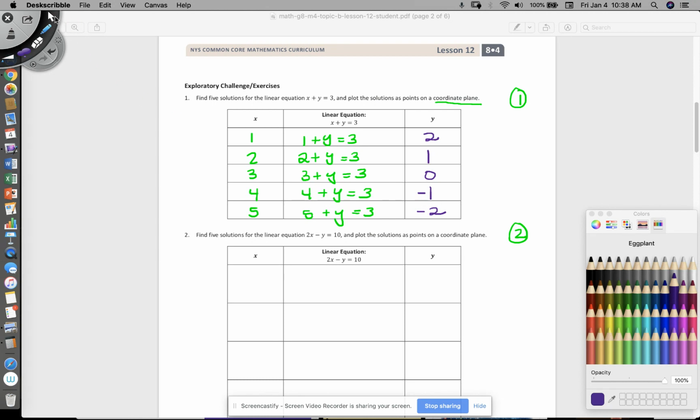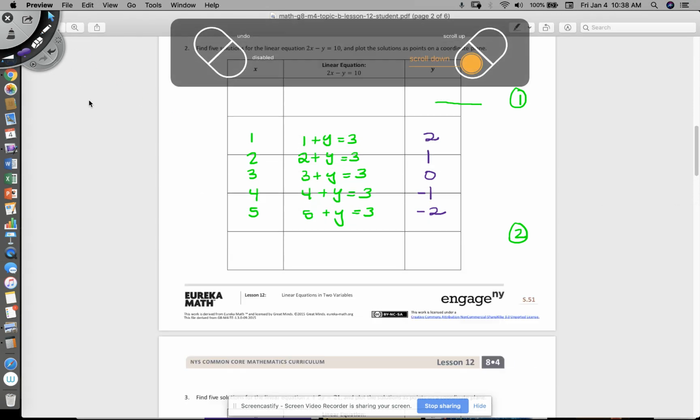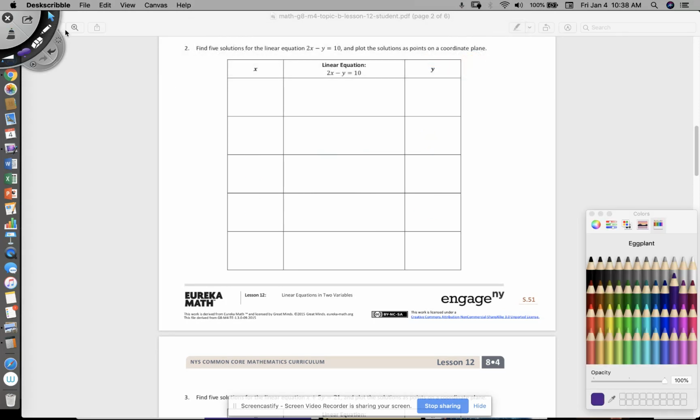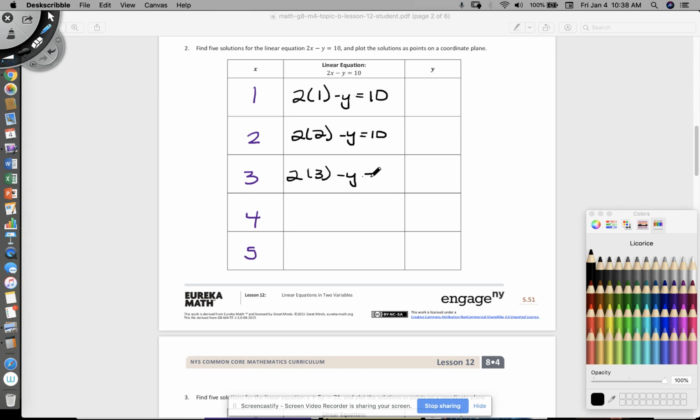All right, let's try the next table down below here. Move this up. All right. It says pick 5 solutions again and plug it in. So I'm just going to make my numbers nice again. 1, 2, 3, 4, 5, and I'm going to plug those in for my x. So I have 2 times 1 minus y equals 10. 2 times 2 minus y equals 10. 2 times 3 minus y equals 10. 2 times 4 minus y equals 10. And 2 times 5 minus y equals 10.